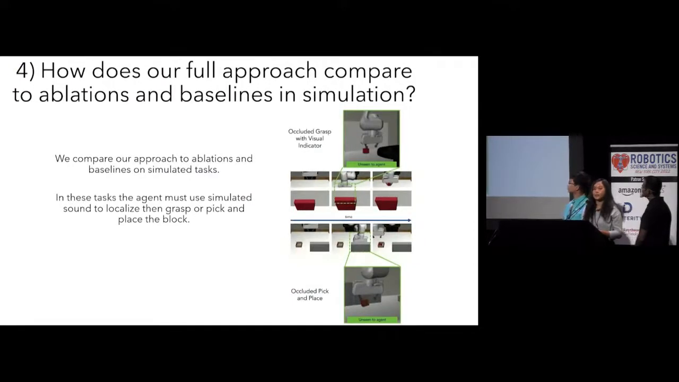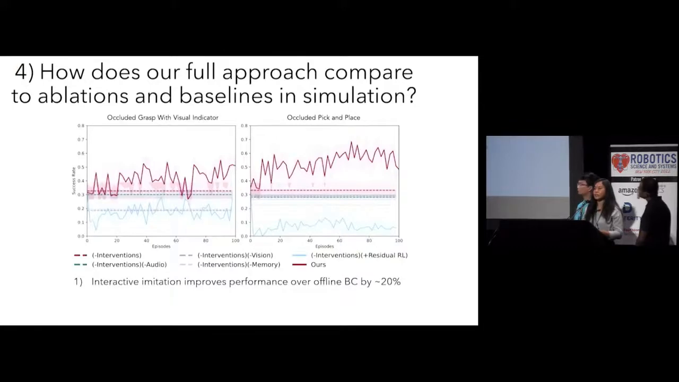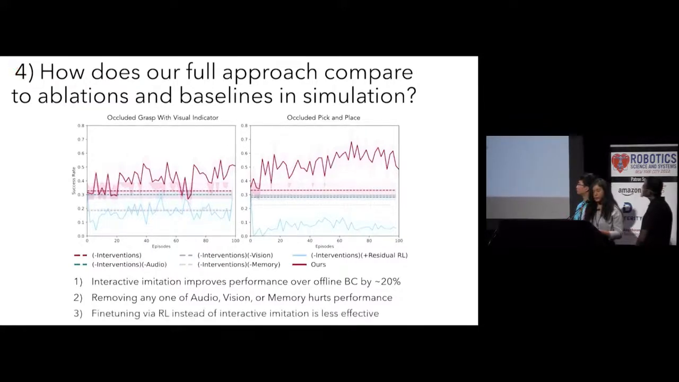Finally, we compare the ablations and baselines in simulation on occluded grasp and pick-and-place tasks. In MuJoCo, we approximate sound using external contact forces on the object. First, from the solid magenta line, we see that fine-tuning with interactive imitation boosts success rate over offline behavior cloning by around 20%. Second, from the dotted lines, we see that by removing audio, vision, or memory, the performance suffers like on the real robot. And finally, from the solid blue line, we see that fine-tuning via reinforcement learning instead of interactive imitation is much less effective.